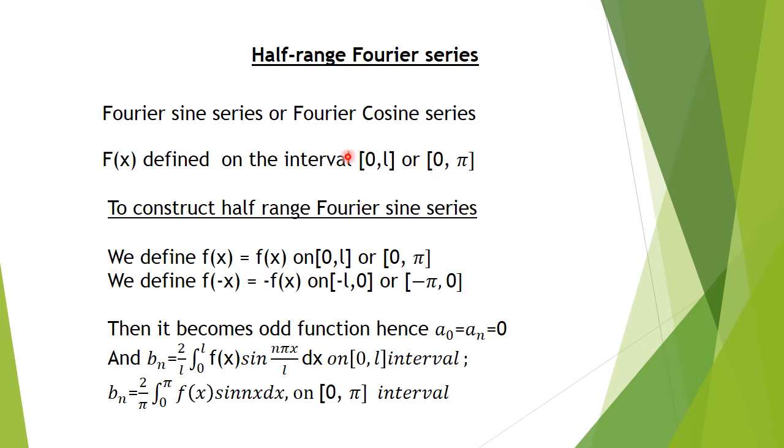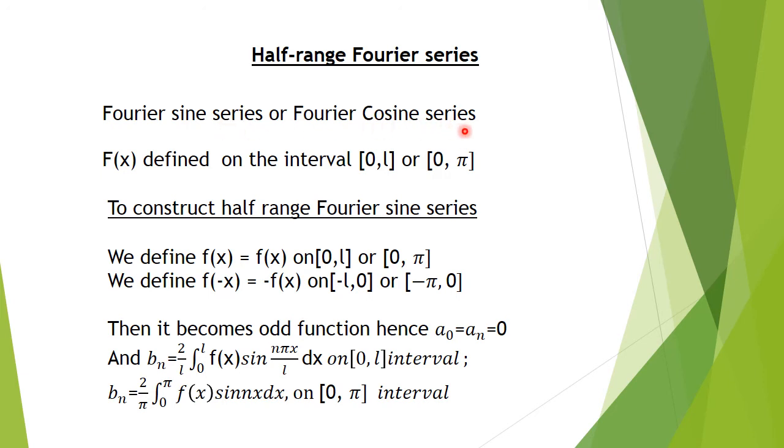Whenever you have an interval of this kind, 0 to L or 0 to pi, we have no option of finding the complete Fourier series. We can either expand in terms of Fourier sine series or in terms of Fourier cosine series. Complete Fourier series is not possible. So we will expand either in terms of Fourier sine series or Fourier cosine series.